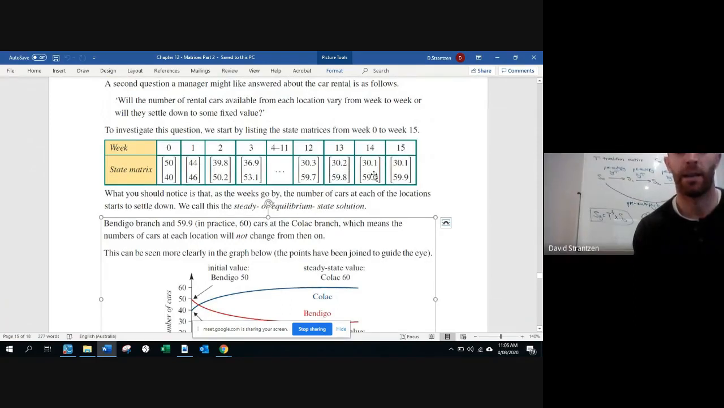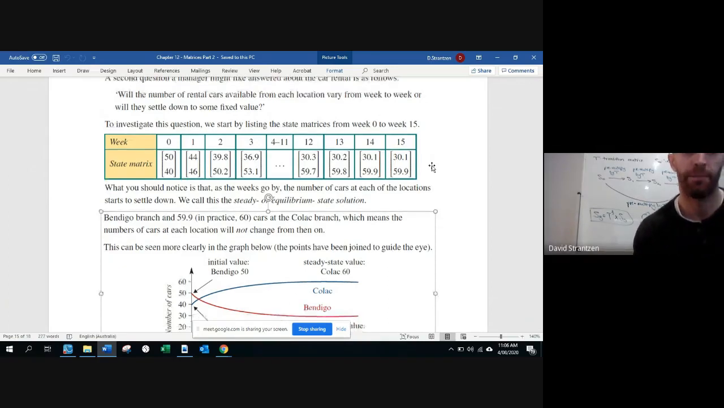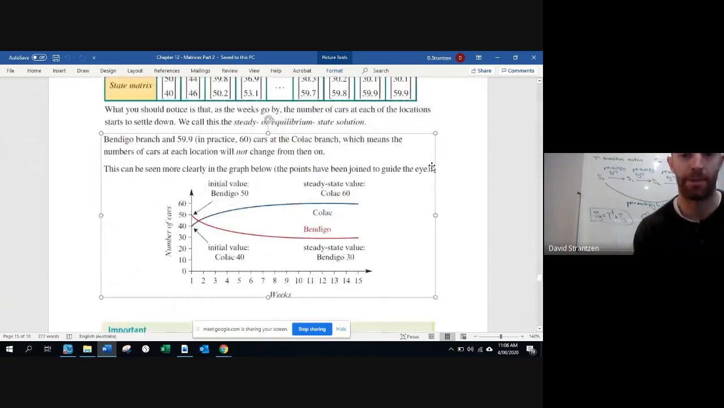30.1 cars in Bendigo, 59.9 cars in Colac. Even from week 12 to week 13, there was not a lot of change, but the numbers were slightly different. And from week 13 to week 14, the numbers were slightly different. But from week 14 to week 15, to 1 decimal place, the numbers have remained the same. That's an indication that we have reached steady state or equilibrium state, okay? You can see what's happened here.